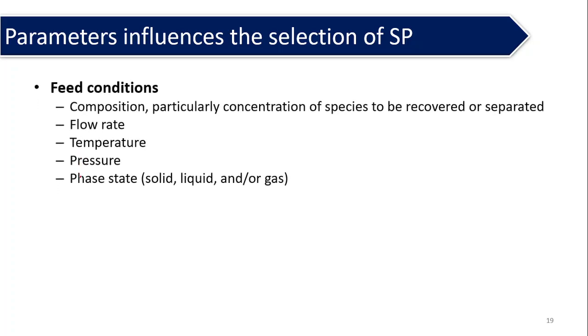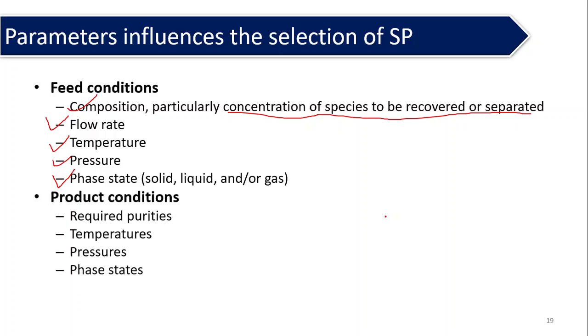So the first one is the feed conditions. Before the selection of the separation process, we have to think about the feed. What is the feed flow rate, what is the temperature, what is the pressure, what is the feed phase state, and the composition, particularly the composition of the species to be recovered or to be separated. All this information in the feed conditions is very necessary before the selection of the separation process. Similarly, the product conditions are also required, means how much purity is required, what should be the temperature of the product, what should be the pressure, and what should be the phase state for the product conditions.